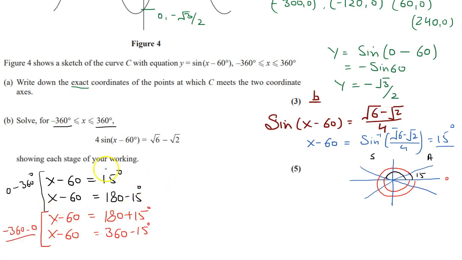So these are the four angles. So let's write these values. One is very clear: x will be 15 plus 60, that is 75. This one, x will be 180 minus 15, that is 165, plus 60. So that is equal to 225.